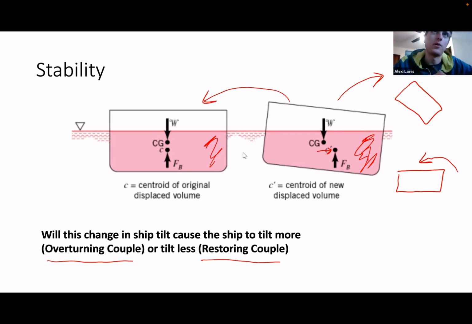We don't have actual clicker questions today, but we're going to do questions in the chat, and you can pretend they're for credit. Let's make it easier for you: say 1 is an overturning couple and 2 is a restoring couple. Can you put in the chat what you think will happen with this scenario? Are people answering in the chat, Emma? Yeah. Okay. It's funny, it's not anonymous anymore.